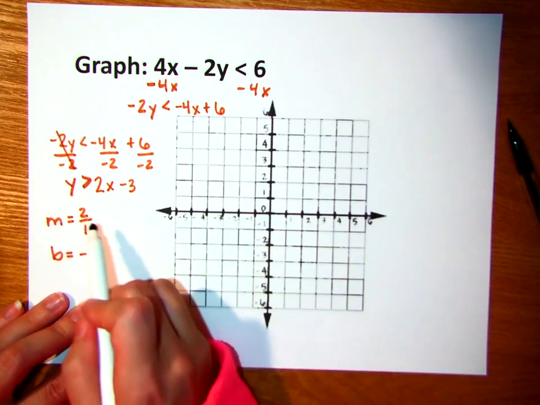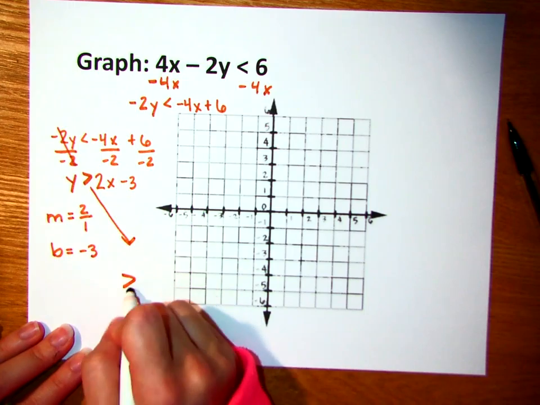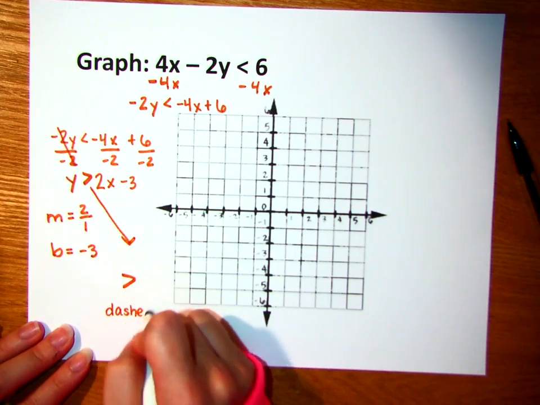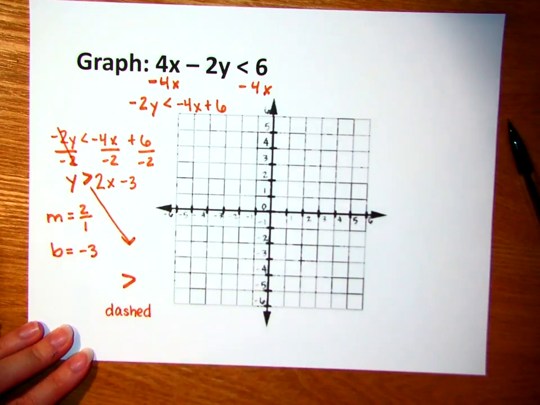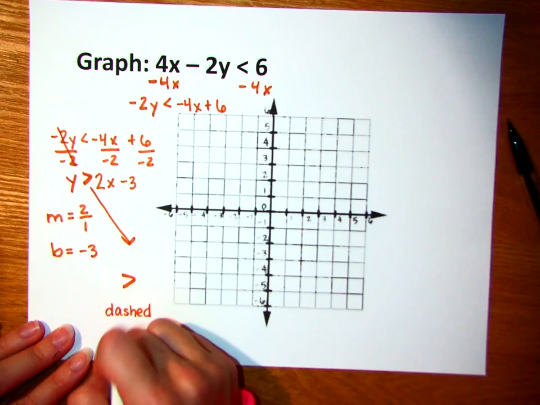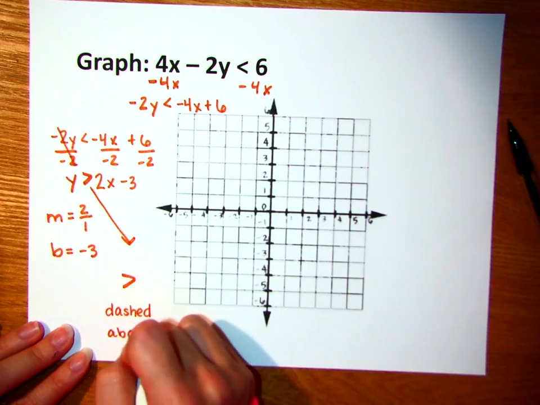And let's talk about dots. I see that symbol right there, which is greater than. Greater than means that there's no equals here, which means we've got ourselves a dashed line. And we want to shade where the greater numbers are. Again, think about it this way: the greater numbers are the positive numbers, so we're going to shade above the line.